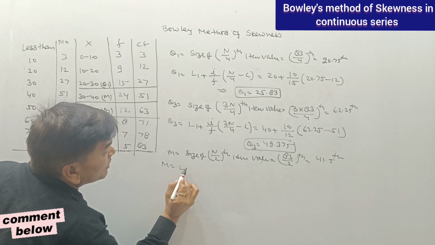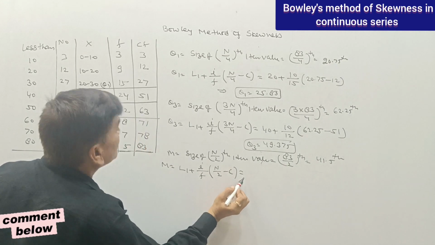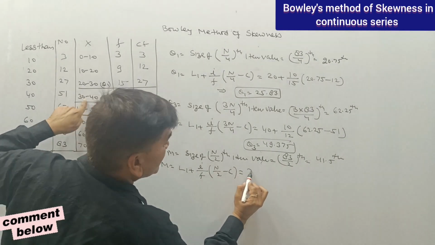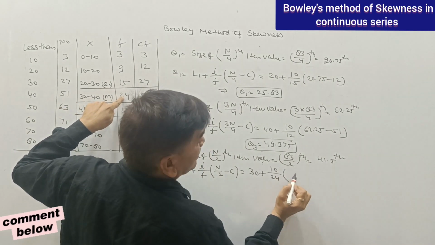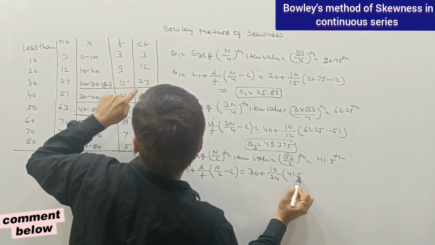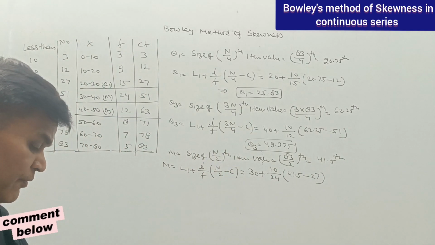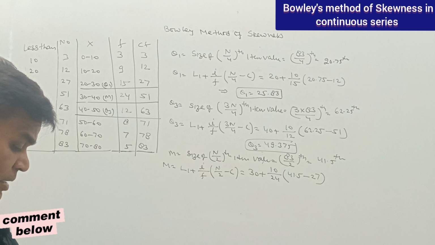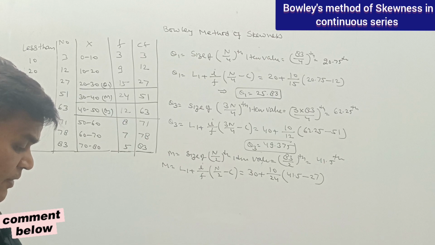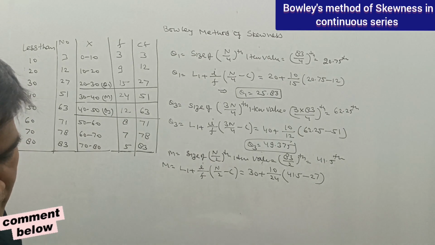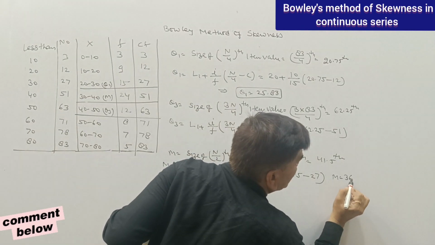So M is equal to L1 plus I upon F times n by 2 minus C. So this is 30 plus 10 upon 24, times 41.5 minus the pre-cumulative frequency, 27. So 41.5 minus 27, multiplied by 10, divided by 24, plus 30. So the value is 36.04. The value of the median is 36.04.